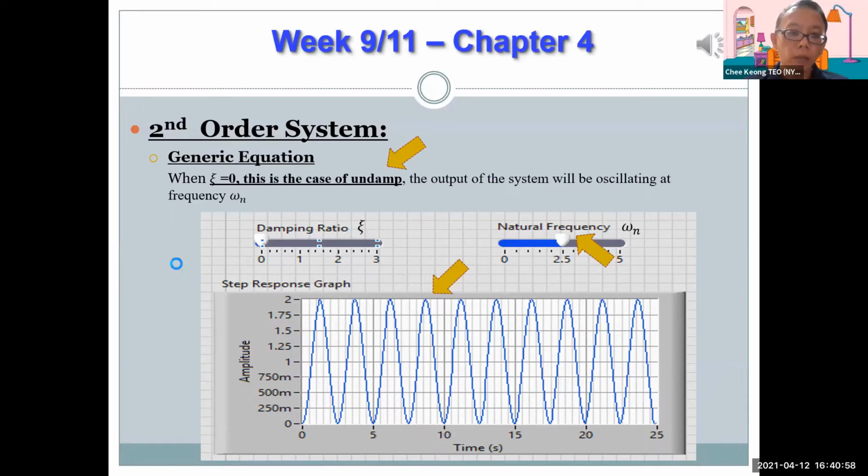You can recall what I did in lab 5, or rather using this same simulation. If we set the damping ratio, that means by sliding the scale to 0, and then you set an arbitrary undamped natural frequency at 2.5, and then if you click run, basically it'll give you an oscillating sine wave with no stable steady state value, and this is what we mean by undamped natural frequency.